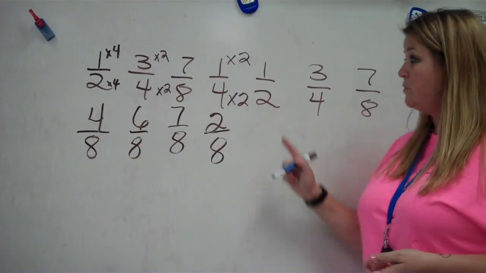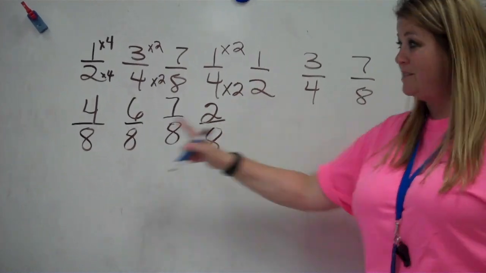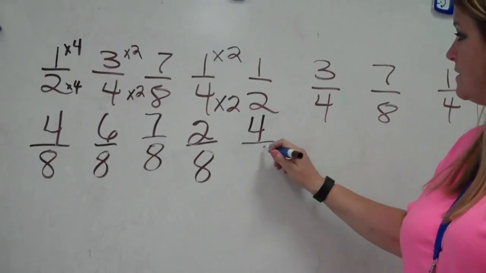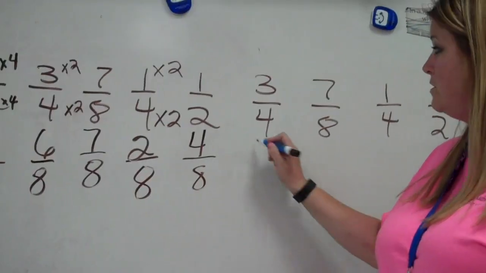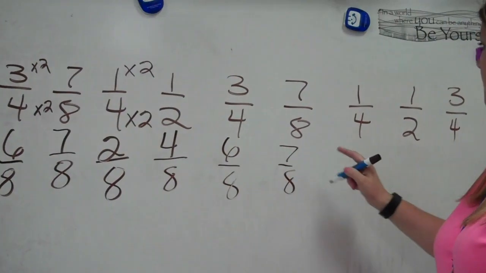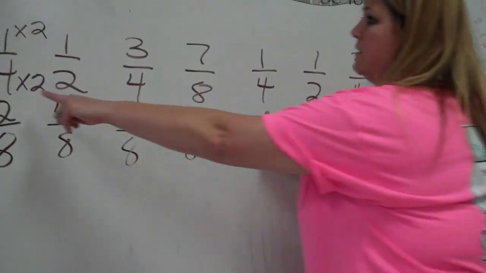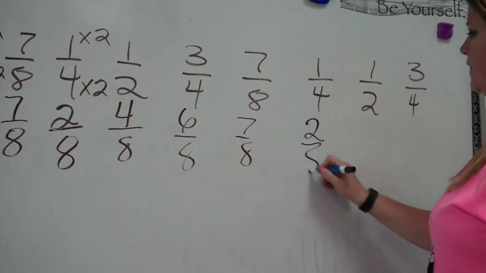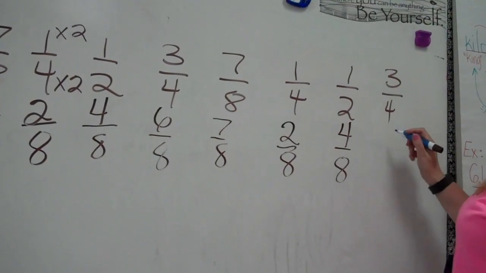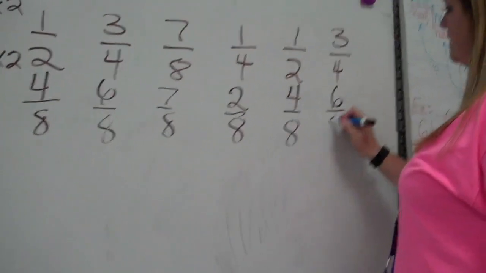So that's 2/8. We've already done 1/2. See, it's already here. There's no need for us to go back and do it again. So 1/2 is 4/8. We've already done 3/4. That's 6/8. We've already got 7/8. That was easy. Have we done 1/4? Yes, we have. So that's 2/8. Then we've got 1/2 again, which is 4/8, and 3/4 becomes 6/8.